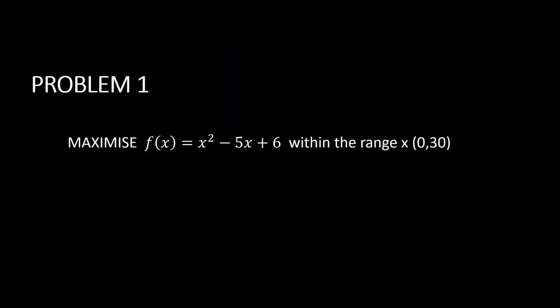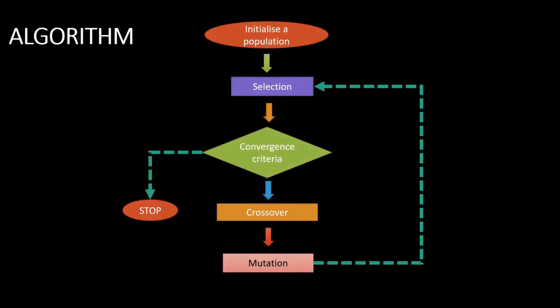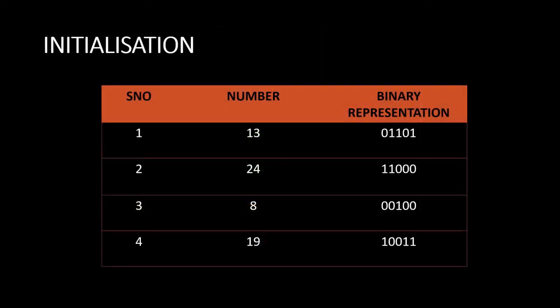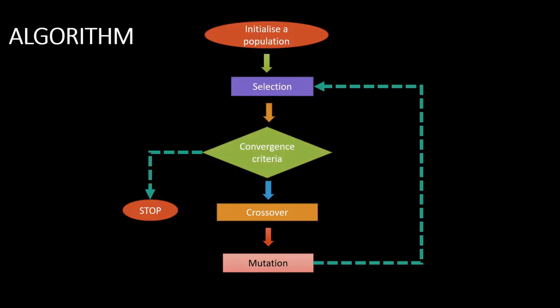So let's try to understand with a problem. Here we have a problem where we want to maximize a function f of x equals x square minus 5x plus 6 within the range 0 to 30. So let's get started. The first step is to initialize a population. Here I have chosen 4 particular chromosomes, and I have represented them in binary representation. Now why binary? It's because it's easy to perform operations such as crossover and mutation in the binary representation. When we get there, we'll be able to understand that.